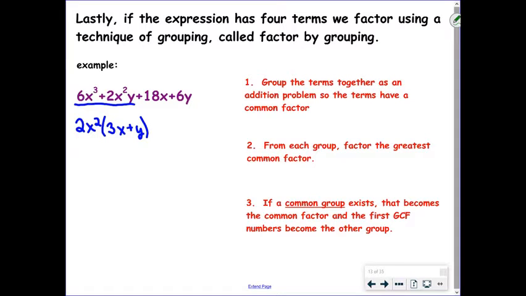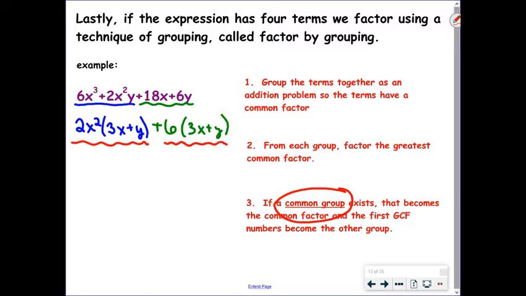So now I'm going to look at my last 2 terms here, 18x and 6y. What can I take out of there? Well, I think I could take a 6 out. What do I have left? 3x plus y. So now at this point, I'm looking for common groups in this. So if I look at my first term and my last term, what stays the same? What's in both of those? 3x plus y. So what do I have to do? I'm going to pull the 3x plus y out of each part.